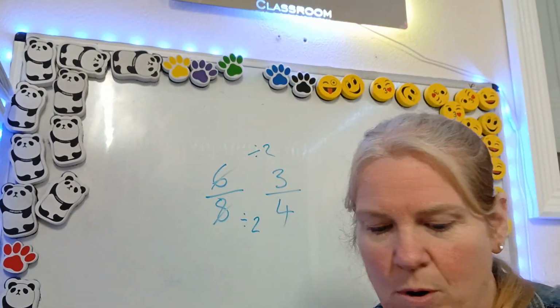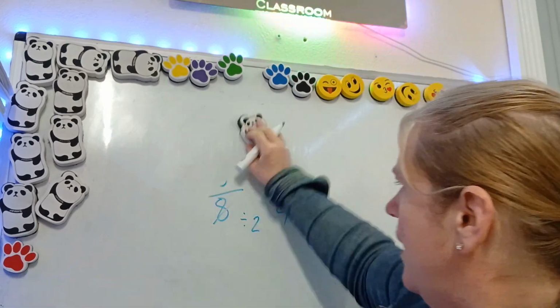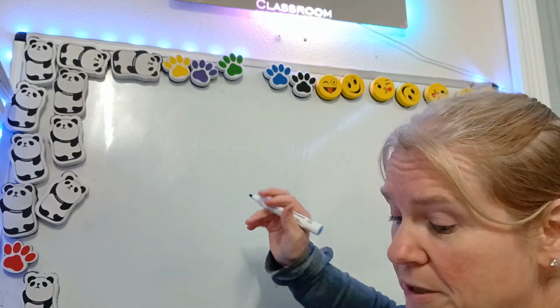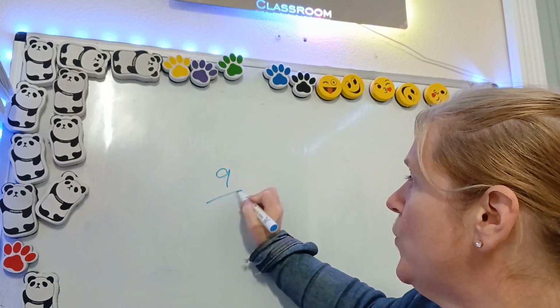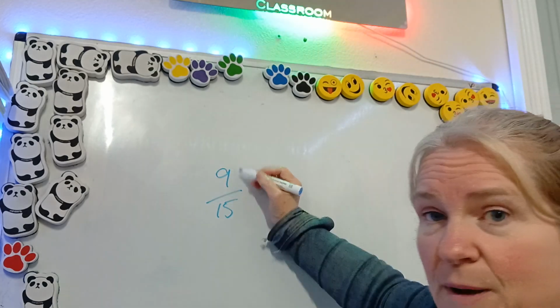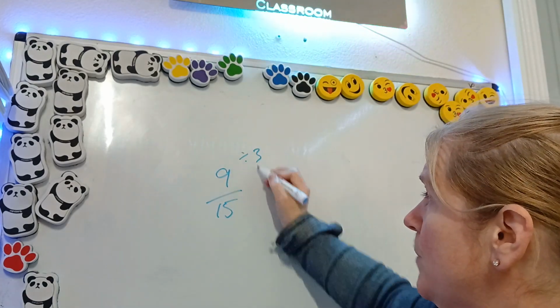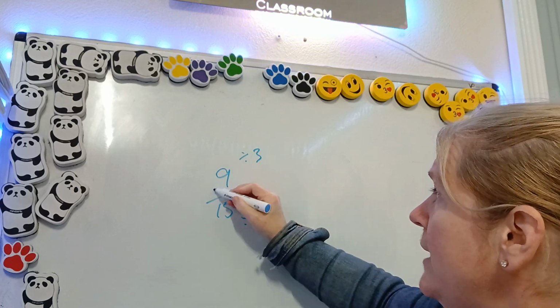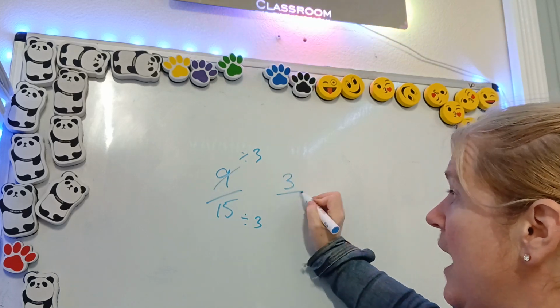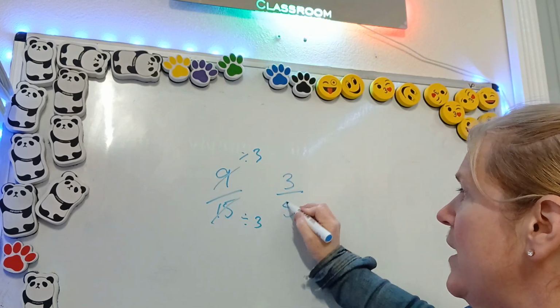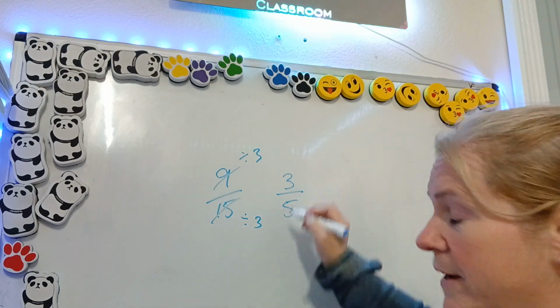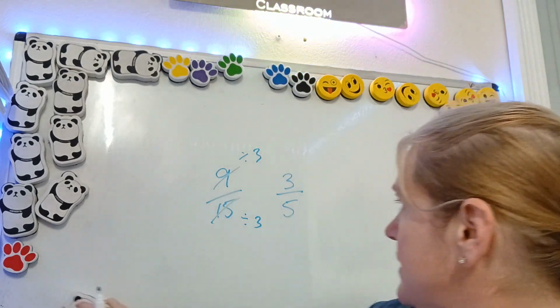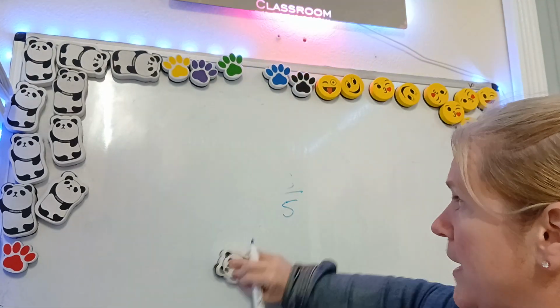If I had a more complicated one, it's really not complicated, it's just maybe needing to know higher numbers. If I had 9 over 15, well, I know that's my counting in 3s, so I'm going to divide them both by 3. So 9 divided by 3 gives you 3, and 15 divided by 3 gives you 5. So 9 over 15 simplified is 3 over 5. And as I say, there's nothing that goes into 3 that also goes into 5.